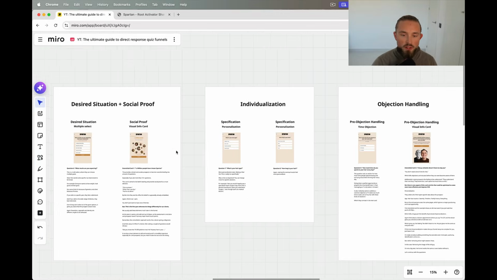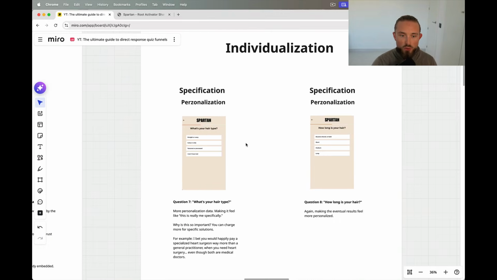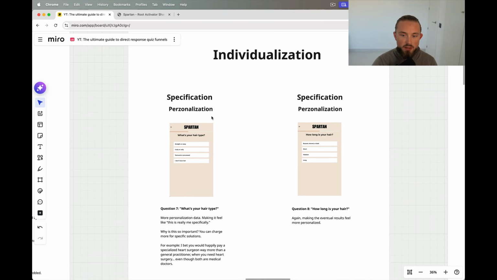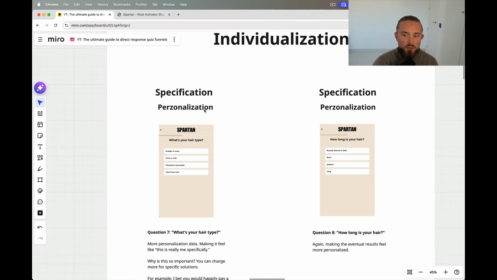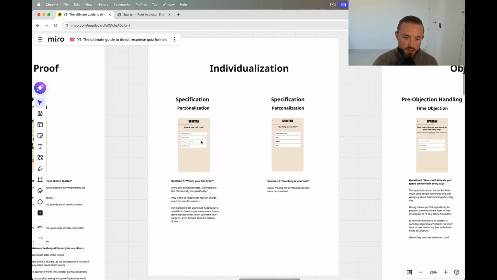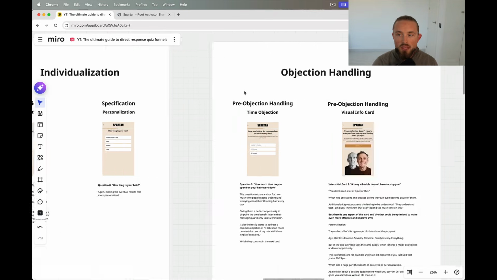Then we move into the next part of the funnel, which is individualization. Here we ask them 2 questions. The first one is, what is your hair type? For example, I would just put straight or wavy. And then, how long is your hair? For example, medium long. These are 2 interesting questions. This is the third section in the quiz funnel, the individualization one, where they also feel that the product is really individual for them.